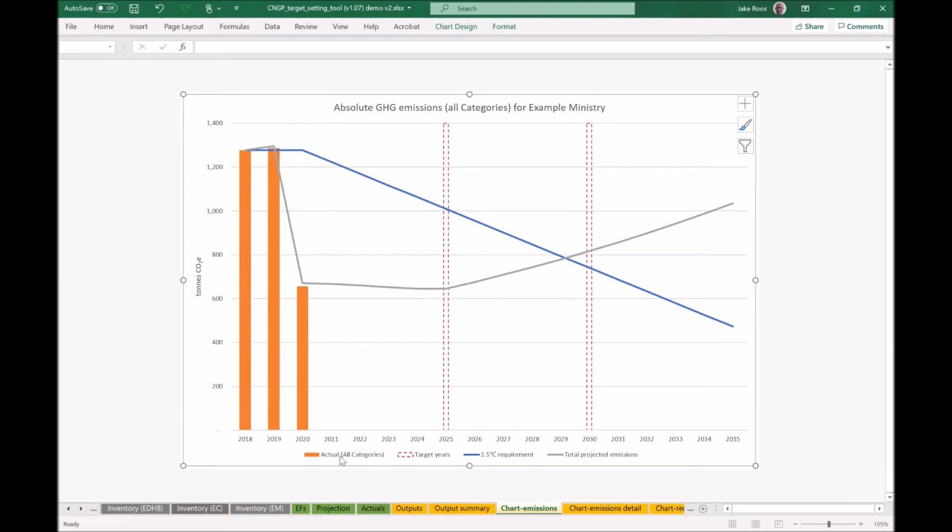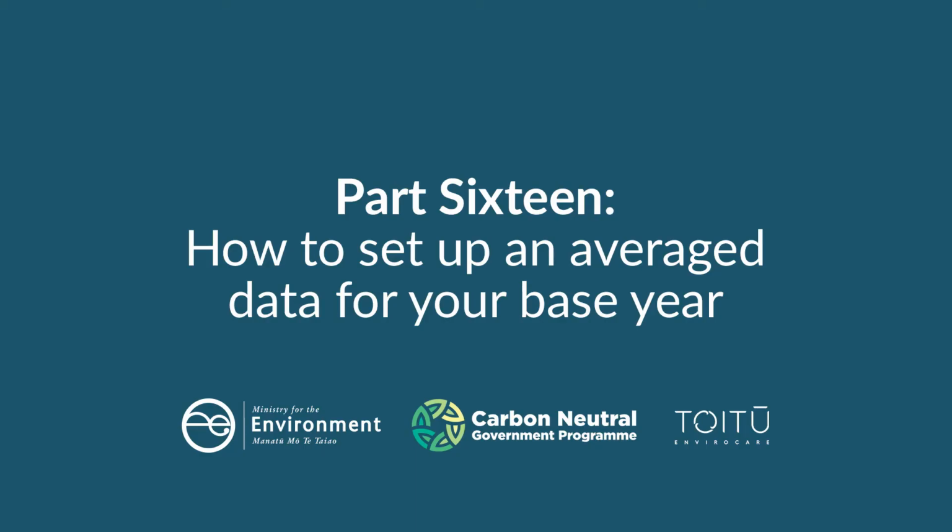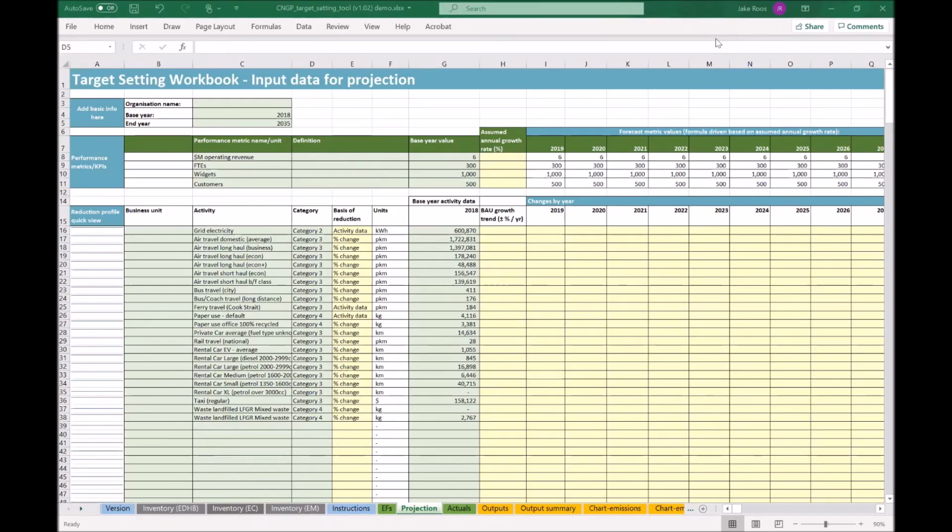So in this way, you can use the BAU growth trend feature and have your projection match your actuals for past years. When I was talking about actuals, I mentioned that it's possible to have a base year that is actually the average of up to 3 years. So I'm just going to demonstrate how to set that up if you were to use that.